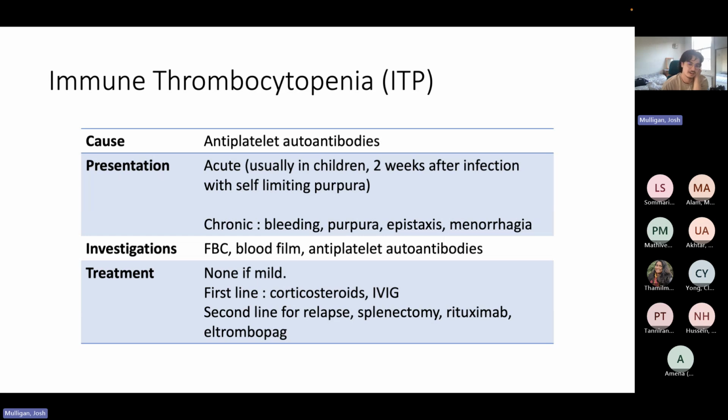Much further down the line, and probably much rarer, you can take out their spleen, and you can give them some sort of biological therapies like rituximab to try and really dampen down the inflammation that's targeting the antibodies.